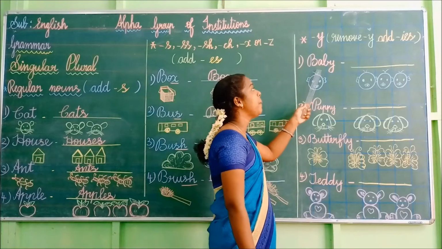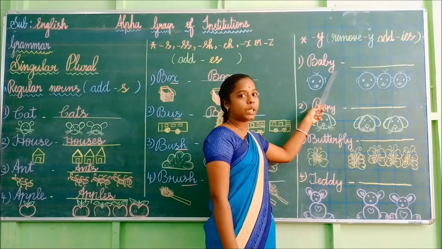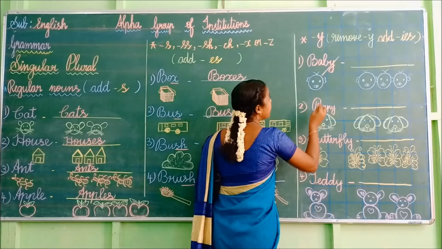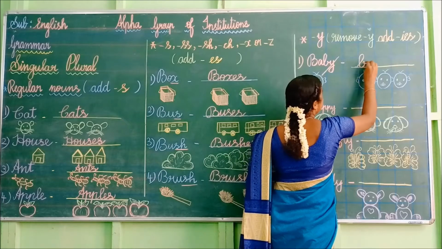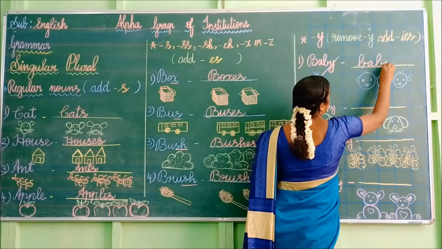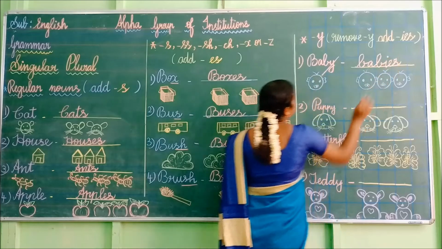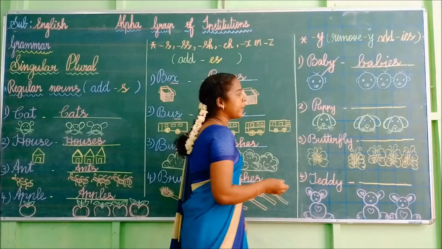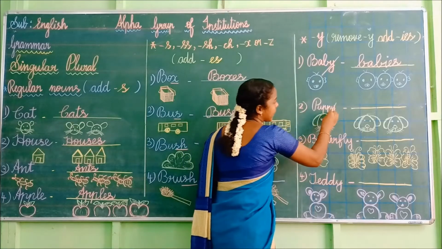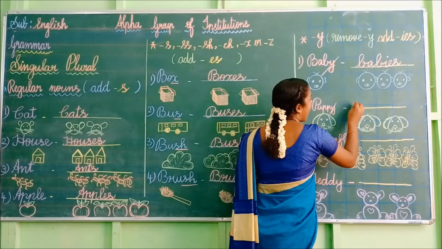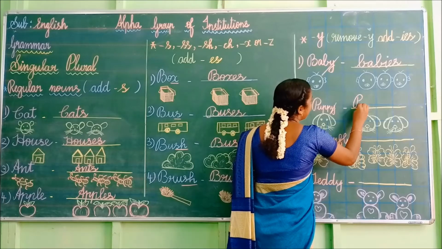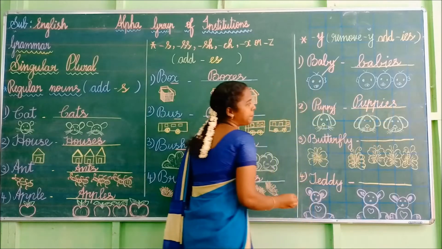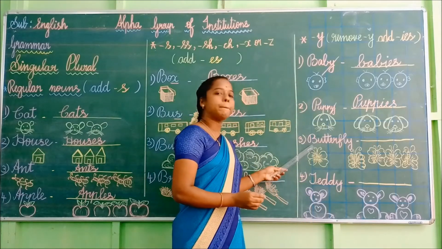See the example, baby. Here baby ends with the letter Y. So you have to remove the Y and add IES, babies. The plural form of baby is babies. Puppy. Here puppy also ends with the letter Y. So you have to remove the Y. Next you have to add IES. P-U-P-P-I-E-S. Puppies.